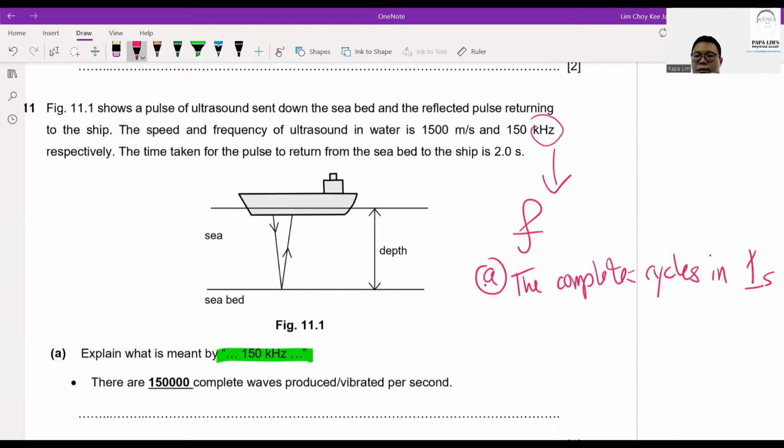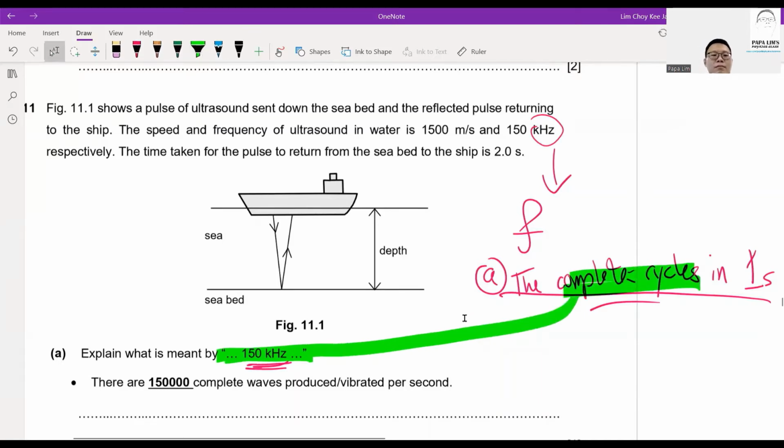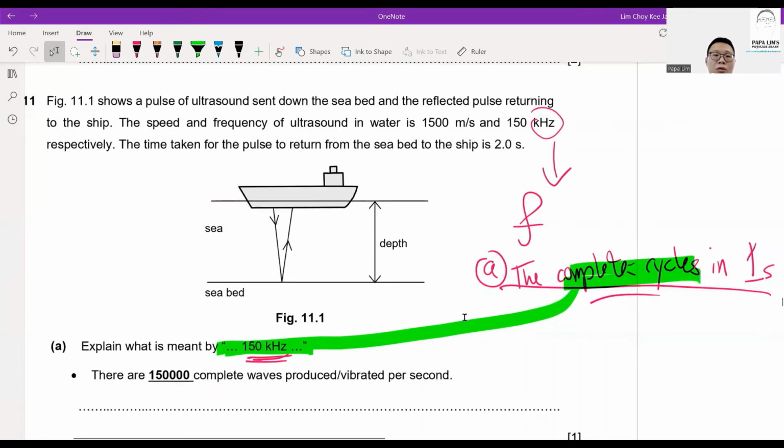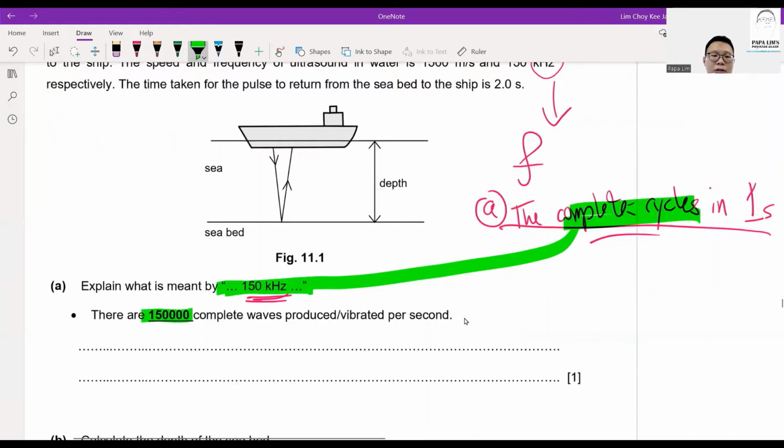This is a good definition for frequency, but it doesn't answer the question, because the question doesn't just ask for frequency. It specifically asks for 150 kilohertz. So what students need to go beyond is to take these standard definitions and answer with respect to the question. They just need to phrase the answers accordingly and include the words 150,000 complete waves per second. Remember, I'm not just asking you to define frequency. I'm asking you to define a particular frequency, which is 150 kilohertz, so you need to explain it in context. After that, question 11 is not much of a problem.